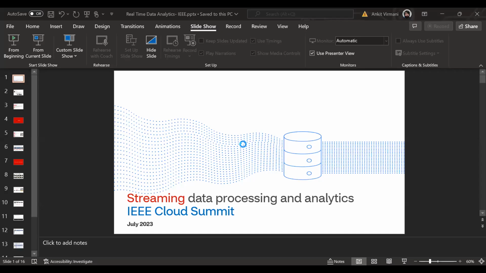How streaming data pipelines today work and how they are different from batch. What are some frameworks to think about when we think about streaming at scale?